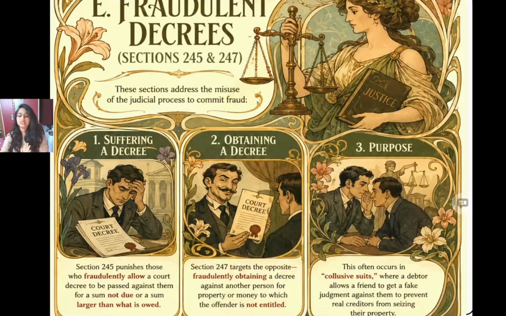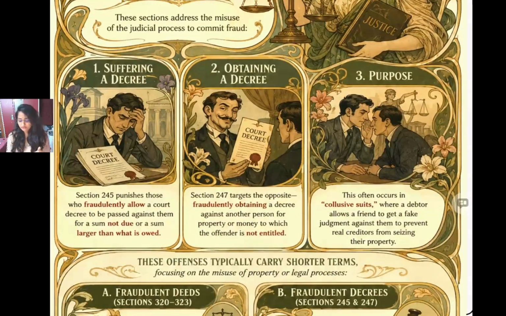That is actually a very serious offense. This section addresses the misuse of judicial process to commit a fraud. Section 245 punishes those who fraudulently allow a court decree to be passed against them for a sum not due or a sum larger than what is owed. Then they are specifically punished under this section. Section 247 targets the opposite: fraudulently obtaining a decree against another person for property or money to which the offender is not entitled.